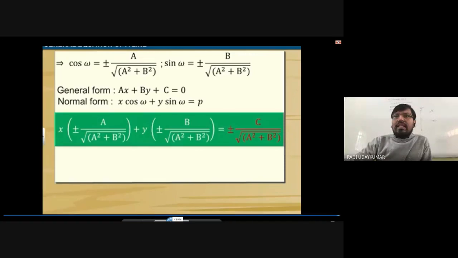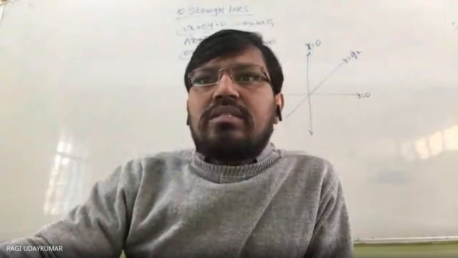And while solving the problems, I'll explain to you very clearly regarding this. There will be one confusion. When we take problems into consideration, one time plus should be taken and one time minus should be taken. Now you cannot understand clearly. While solving the problem, I'll explain to you very clearly.